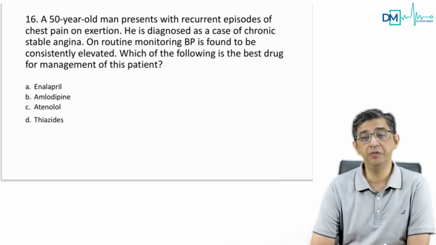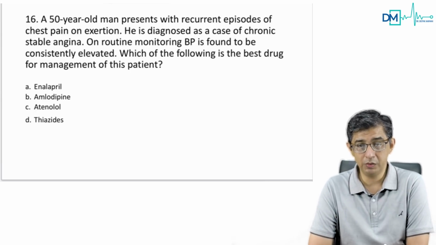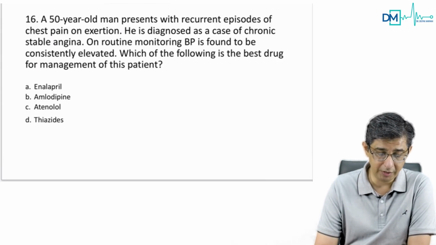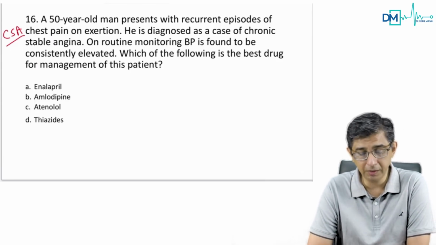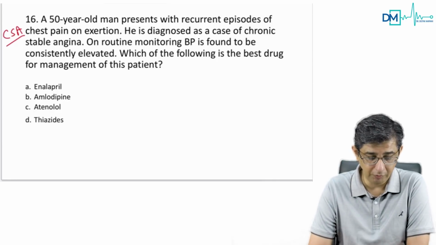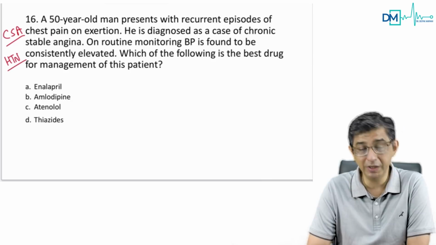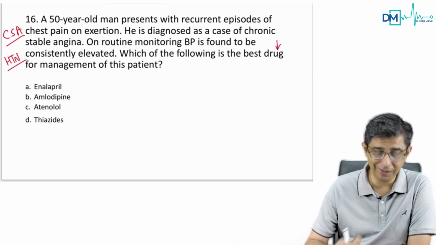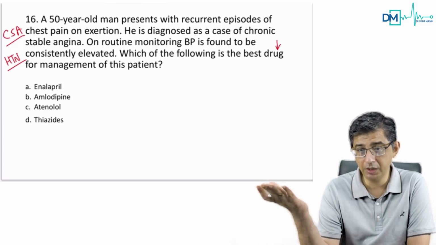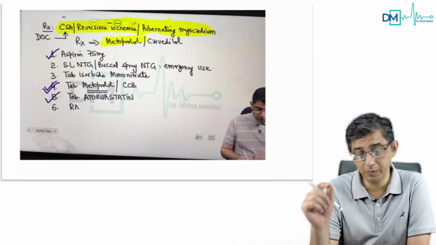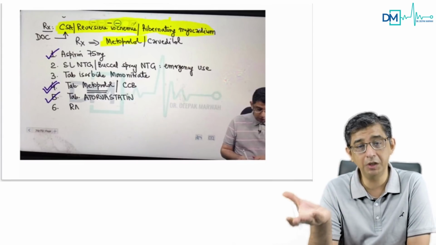Moving to the next one, a 50-year-old man, he presents with recurrent episodes of chest pain on exercise. Now, the moment you read chest pain on exercise, you have to think in terms of chronic stable angina. On routine BP monitoring, his blood pressure is found to be elevated, so the risk factor is hypertension. So he's basically combined the two. What is the best drug for management of this chap? That is a chap with hypertension with chronic stable angina. You see, I've highlighted in the app section that for any patient with chronic stable angina with hypertension, the drug of choice is beta blockers.